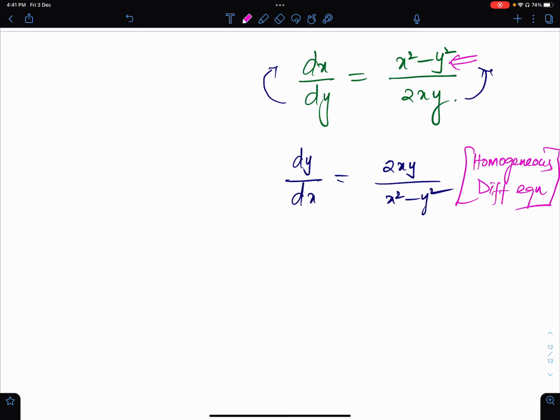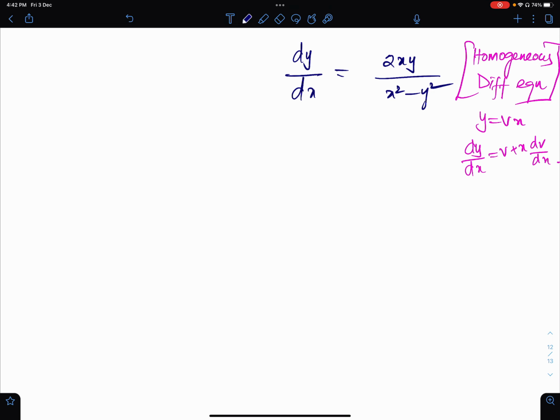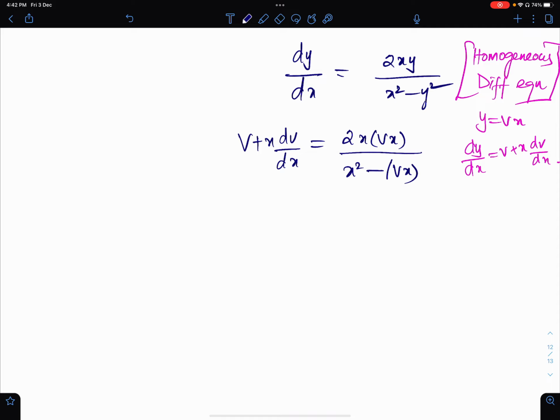And you know the rule, when you see a homogeneous differential equation, y equal to vx, dy by dx is equal to v plus x dv by dx. You know all these stories. Okay, so let us start. So what is the dy by dx? It is v plus x dv by dx is equal to 2 times x, and y is vx, divided by x square minus vx whole square. So simplify this.